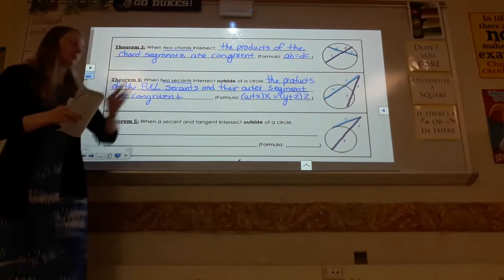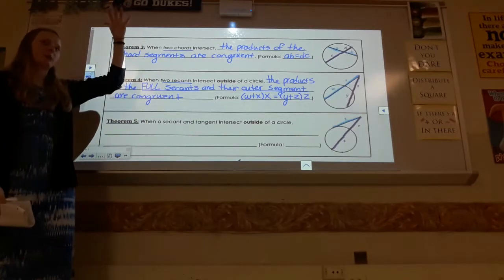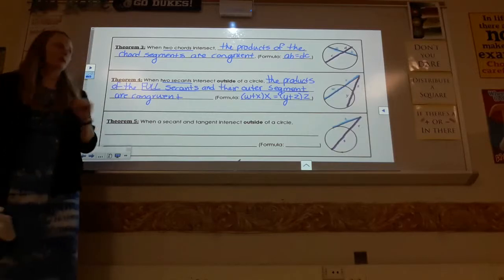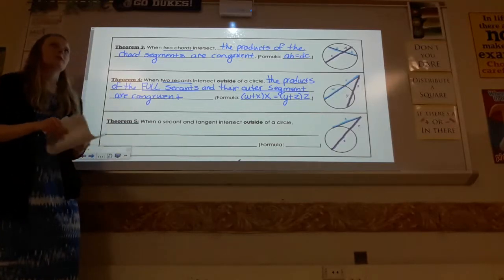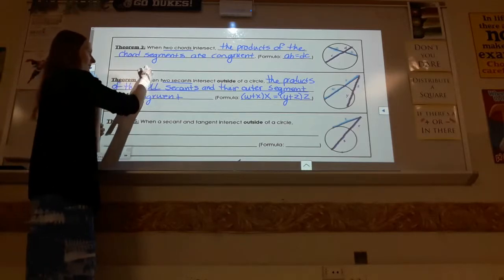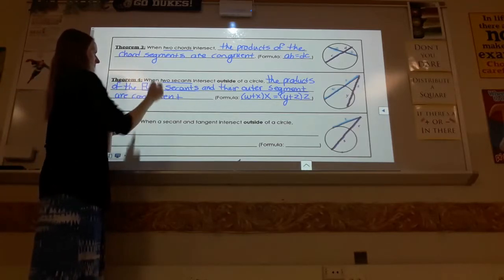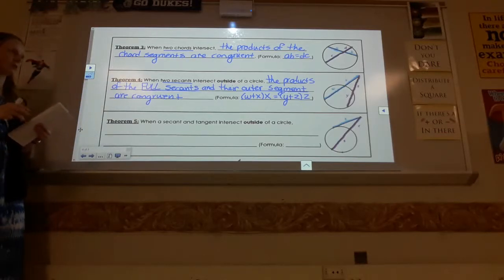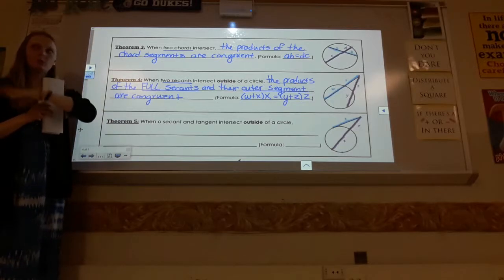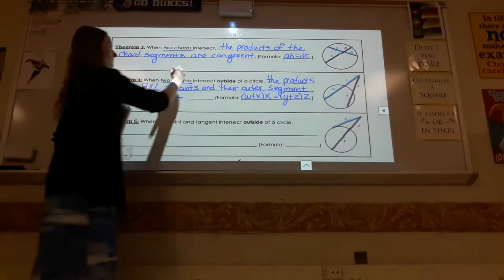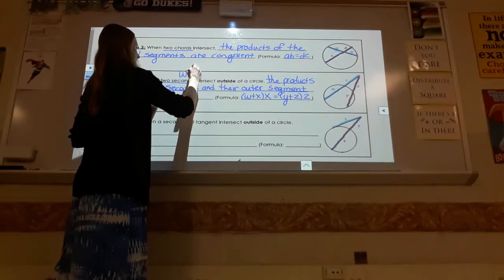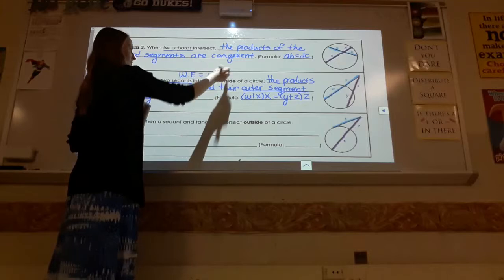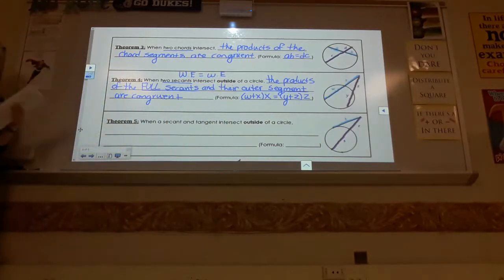So the full length of one secant times the outside part is going to be equal to the full length of the other secant times its outside part. Some people use an acronym to help remember, but I can't remember it and it doesn't really resonate with me. It's the whole times the outside equals the whole times the outside. Whole times exterior equals whole times exterior.